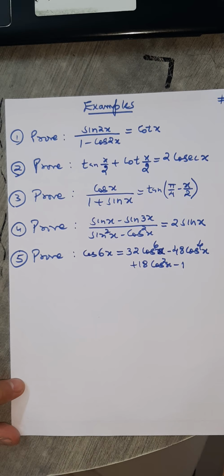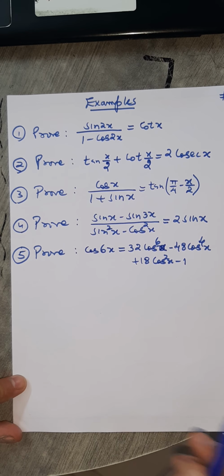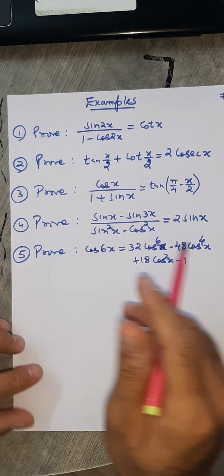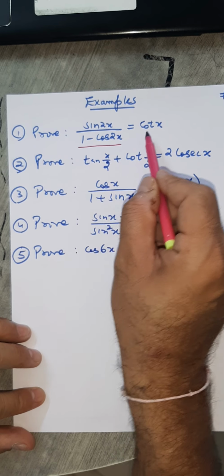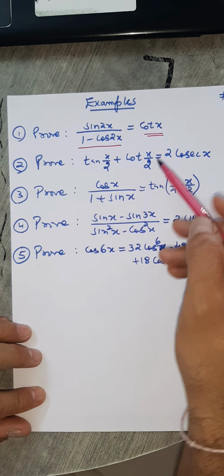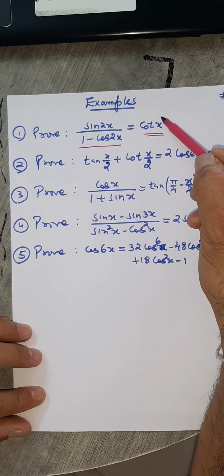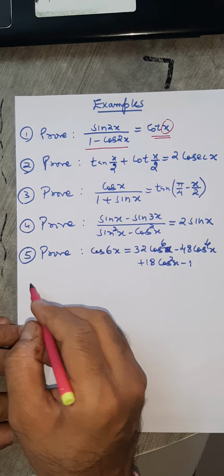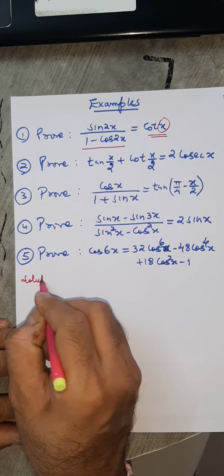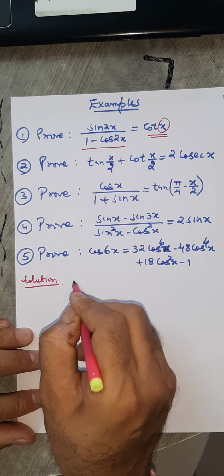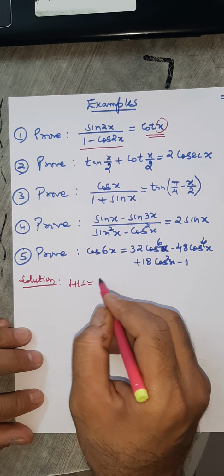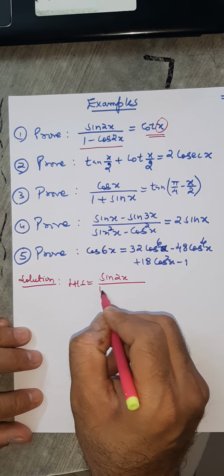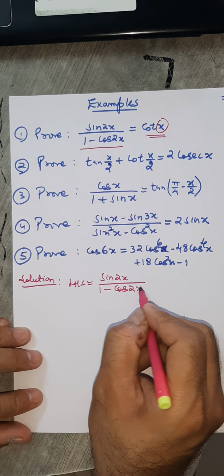So now let's discuss some examples based on this vector formula. First question, prove that sine 2x upon 1 minus cos 2x equals cot x. So we concentrate at angle x. You see it becomes half of 2x. So we start with LHS here in the solution. I'll start with left hand side here. LHS. What is LHS? That is sine 2x upon 1 minus cos 2x.